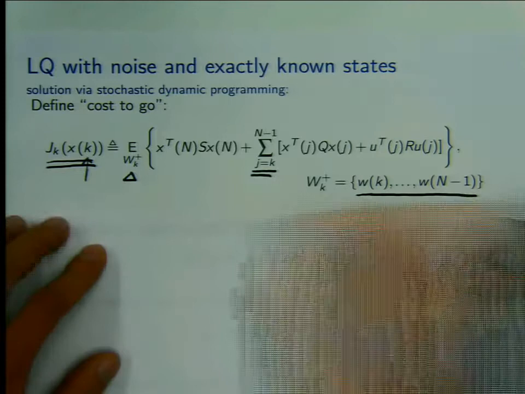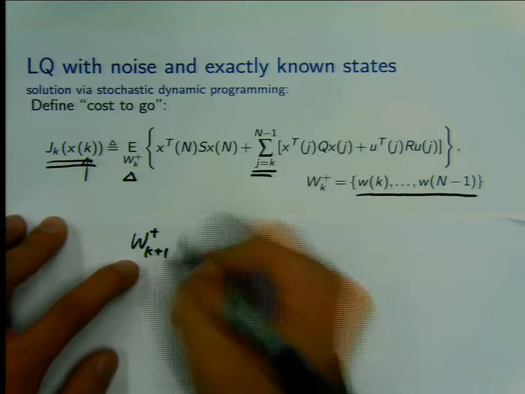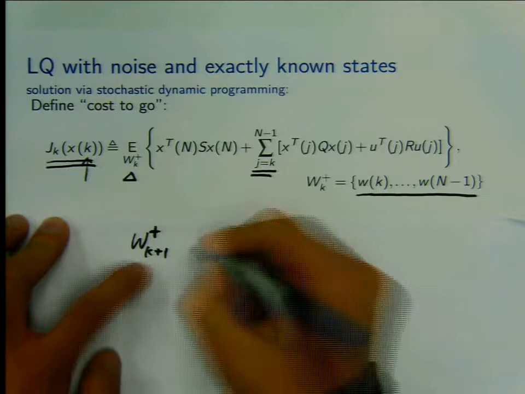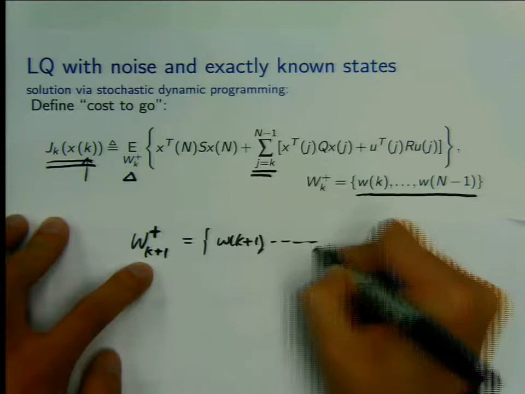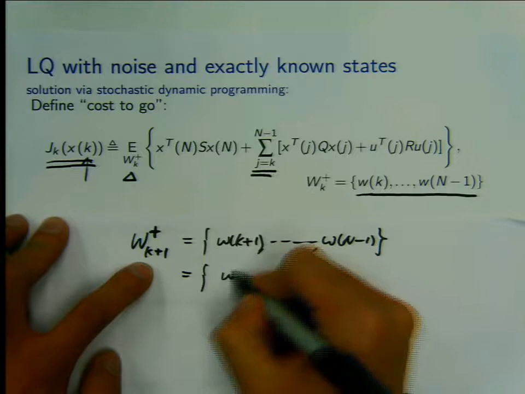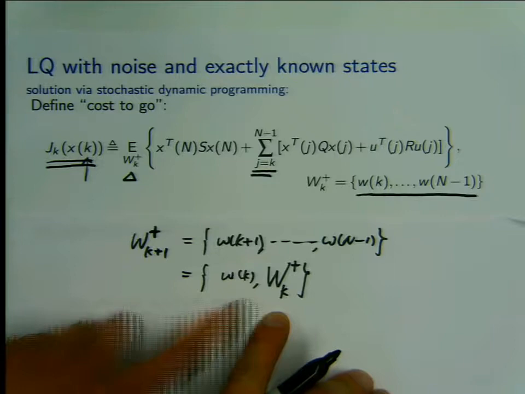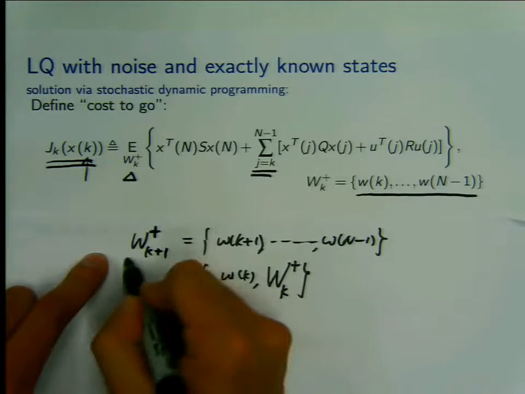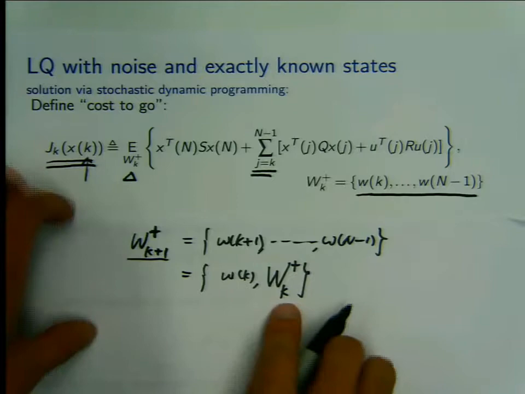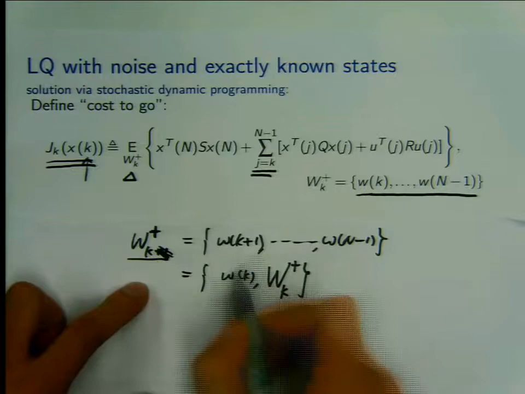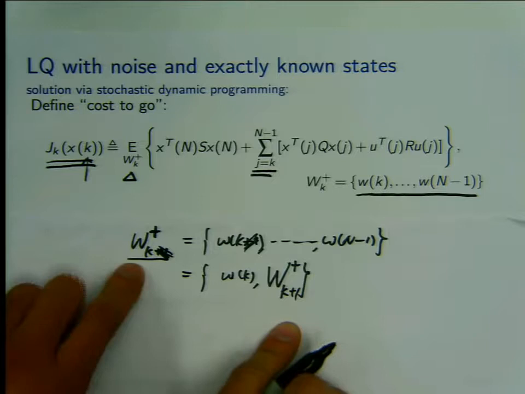To understand the notation a little more, when we say capital W, k plus 1, with a plus superscript, this just means from W_{k+1} to W_{N-1}. In turn, W_k with a plus superscript means from W_k onward. So this is the notation we're going to follow. This is the noise to go, in the sense of cost to go. I made a mistake: the k should be here, and this one is plus 1. This is the noise to go at time k, and this is the noise to go at time k plus 1.